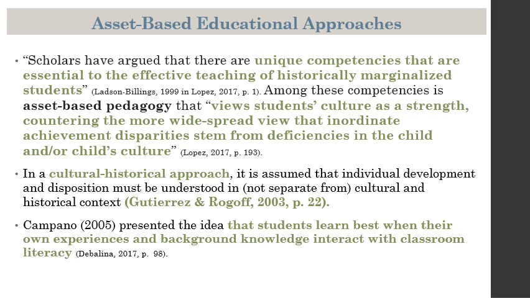Scholars have argued that there are unique competencies that are essential to the effective teaching of historically marginalized students. One of these approaches is the asset-based pedagogy that views students' culture as a strength rather than a deficiency. In a cultural historical approach, it is assumed that individual development and disposition must be understood, not separated, not ignored, instead accepted and understood. Campano presented the idea that students learn best when their own experiences and background knowledge interact with classroom literacy.